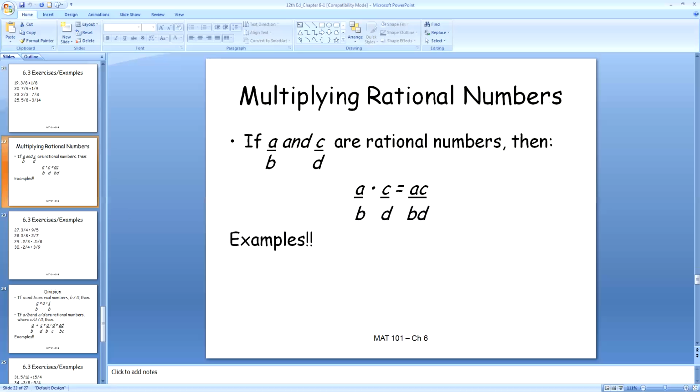If you multiply rational numbers, you have a ratio of numbers. Look at how these are spelled out. A over B times C over D equals: you multiply the numerators together and you multiply the denominators together. It's fairly straightforward. The examples in the book are what I'd like you to look at for this one.